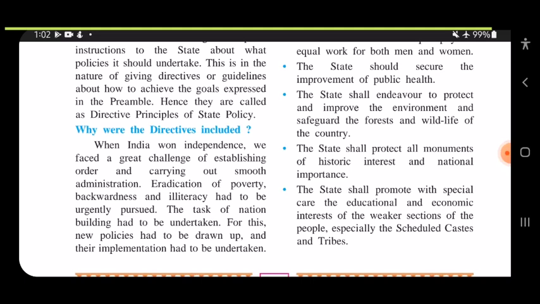Also, we are losing wildlife. We see that the animals are getting extinct. We are not able to see animals like, for example, tiger. We are not able to see a lot of animals.